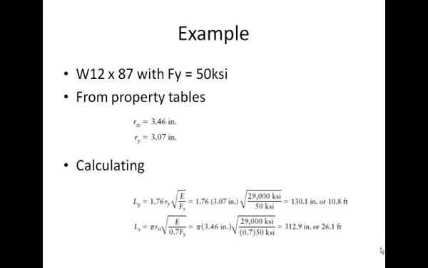LP for a W12 by 87 as a 50 KSI steel comes out to be a little over 130 inches. If we converted that into feet, it'd be 10.8 feet. L sub R would be a little shy of 313 inches, which, expressed in feet, is 26.1 feet.